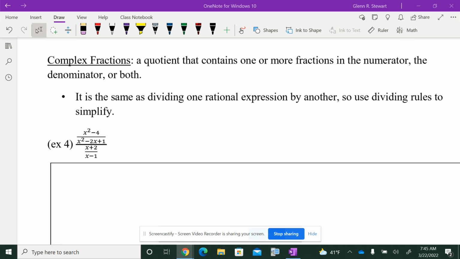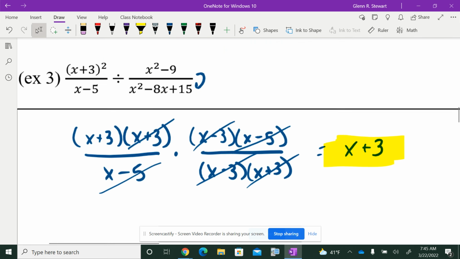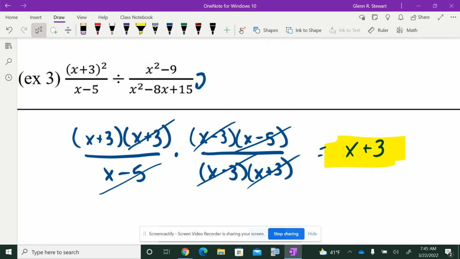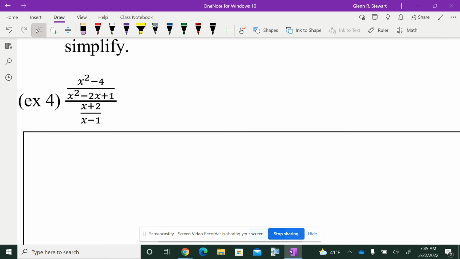All right, back for part 2 of dividing with complex polynomials. So a complex fraction is a quotient that contains one or more fractions in the numerator. It's essentially a division problem that looks confusing. For instance, the last division problems that you were shown looked like this, where it was the fraction and then the division sign and then another fraction. With these, it's a fraction over a fraction, which looks super confusing. I'm here today to tell you that it is not as confusing as it looks.